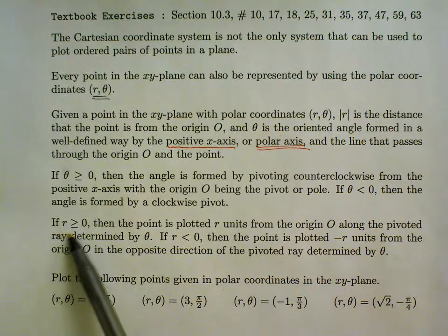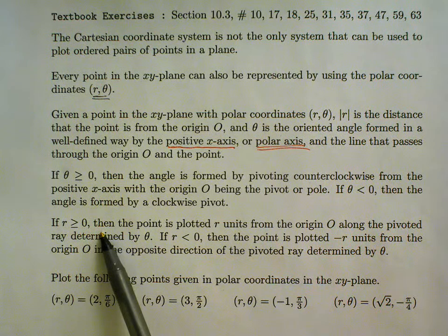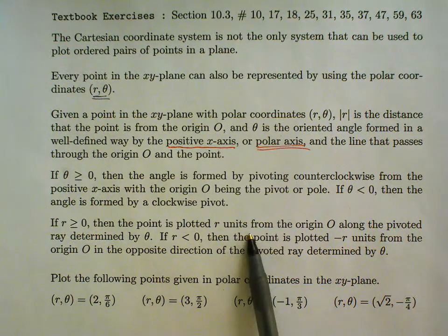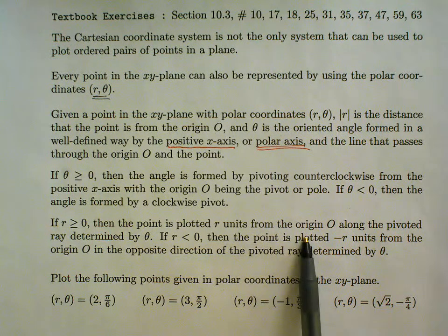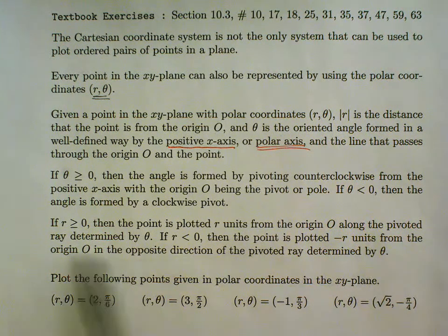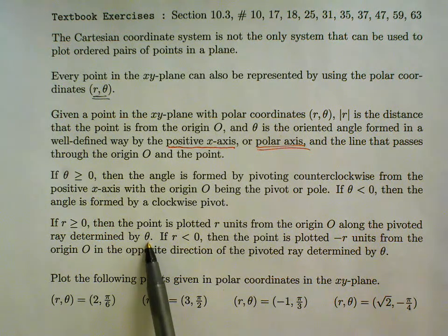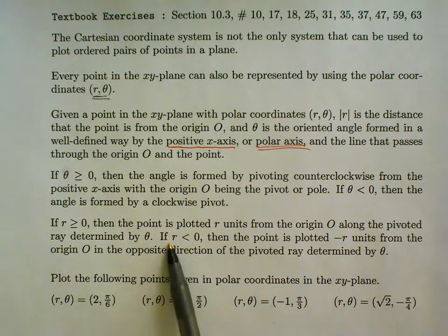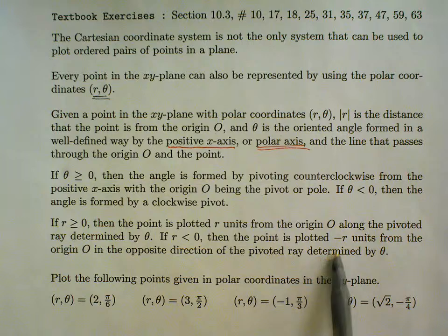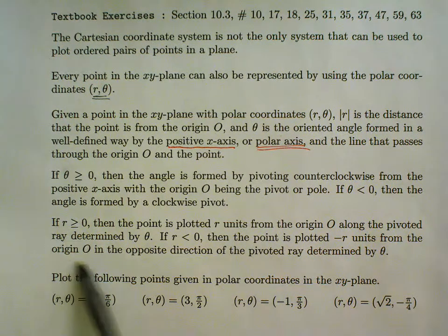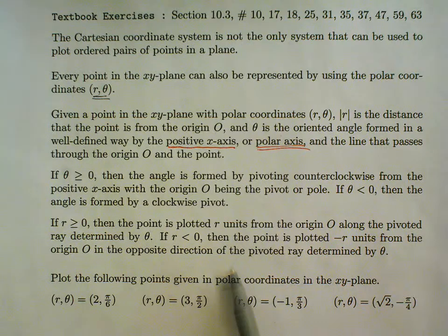If r is greater than or equal to 0, then the point is plotted r units from the origin along the pivoted ray determined by theta. And if r is negative, then the point is plotted negative r units from the origin in the opposite direction of the pivoted ray determined by theta.